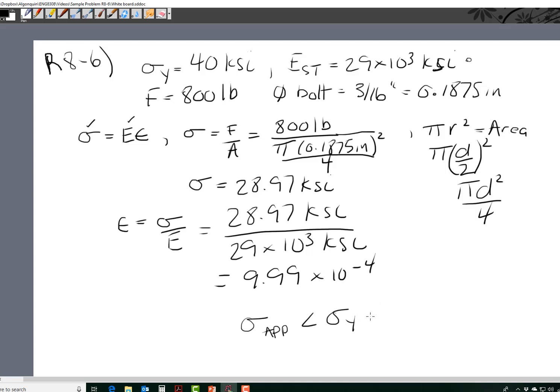So when the bolt is unloaded, there's no plastic strain, so the strain after unloading equals 0.